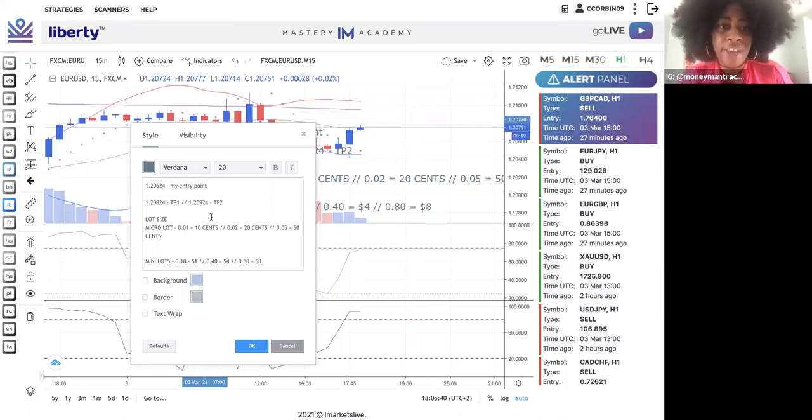So based on how big your account is, this will determine, do I need to stay in this trade longer? Do I need to stay in this trade shorter? Can I risk a little bit more?